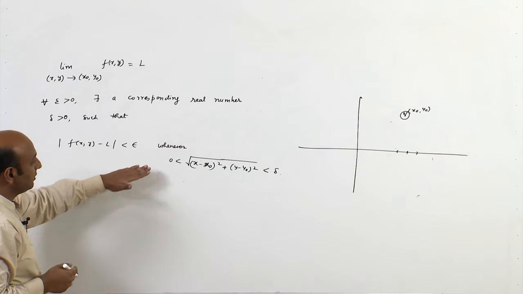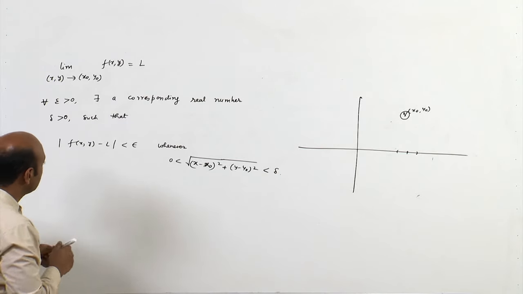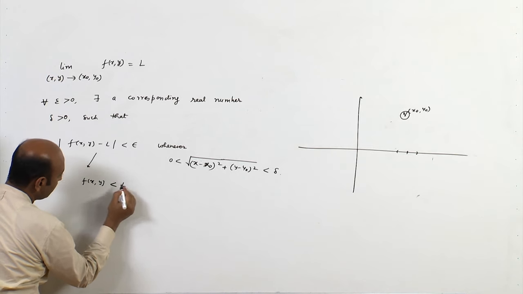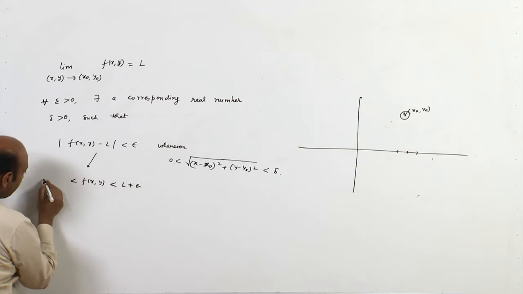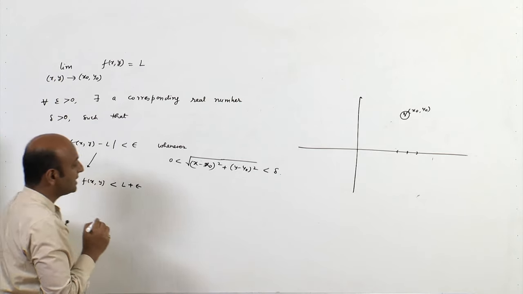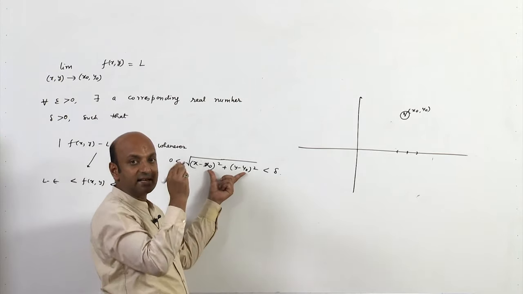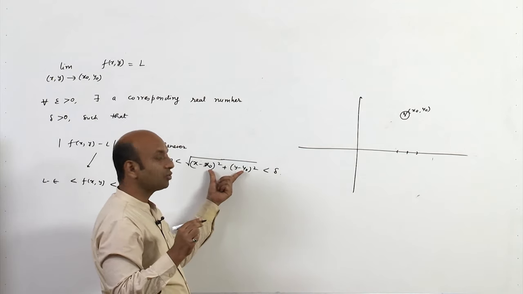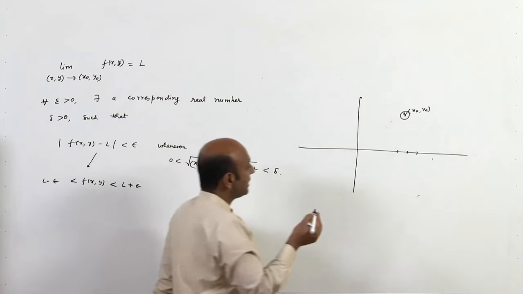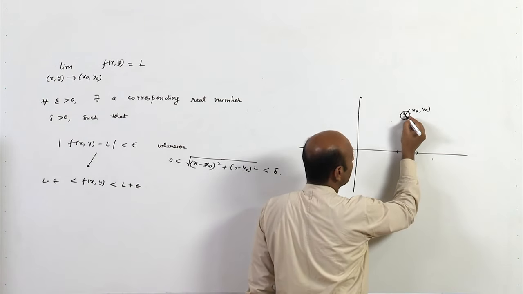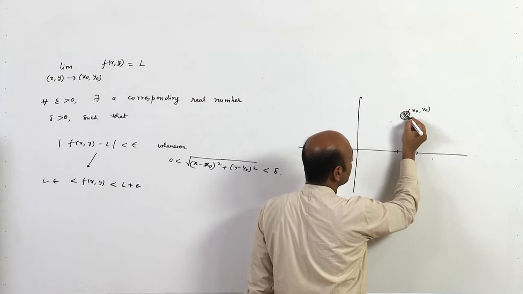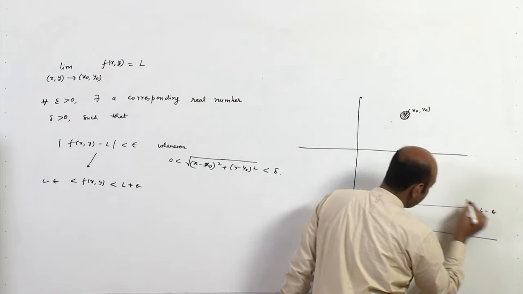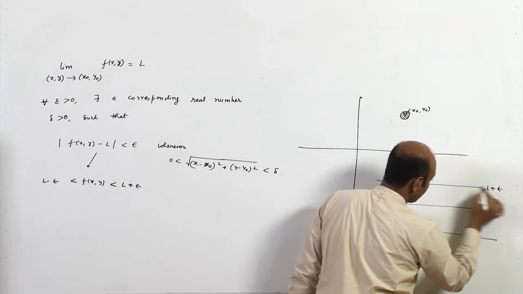Now again, what does it mean? It means that this inequality says f(x, y) lies between L minus epsilon and L plus epsilon. And this means all (x, y) that lie inside the disk of radius delta and center (x naught, y naught). That means this region, center (x naught, y naught) and radius delta. And this is L minus epsilon, this is L plus epsilon, and this is some L.